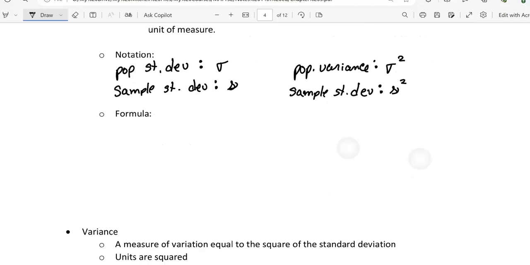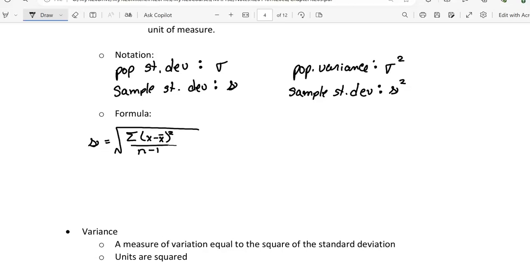So what does my formula look like? For the standard deviation, I've got two options. I can use this one. This is your definition formula: the square root of the sum of x minus x bar squared over n minus 1. So I'm taking each value, subtracting the mean, and then squaring all of those. When I square something, it becomes positive, so I'm adding a bunch of positive numbers together, and then dividing that by n minus 1. So this is the standard deviation.